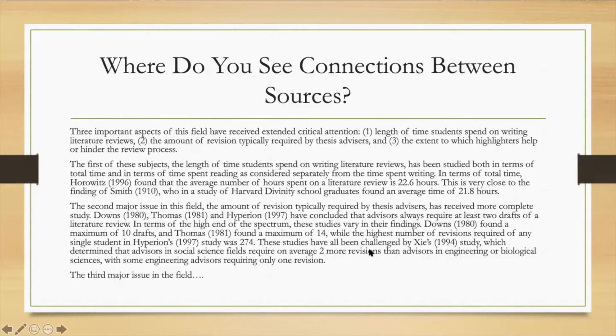These studies have all been challenged by Xi's study, which determined that advisors in social science fields require on average 2 more revisions than advisors in engineering or biological sciences, while some engineering advisors require only 1 revision. So Xi does not fit in with these others because one of his findings was only 1 revision. But we still include this study because it talks about the theme.